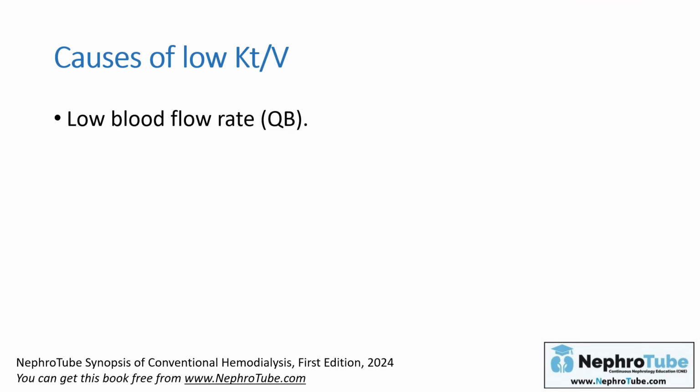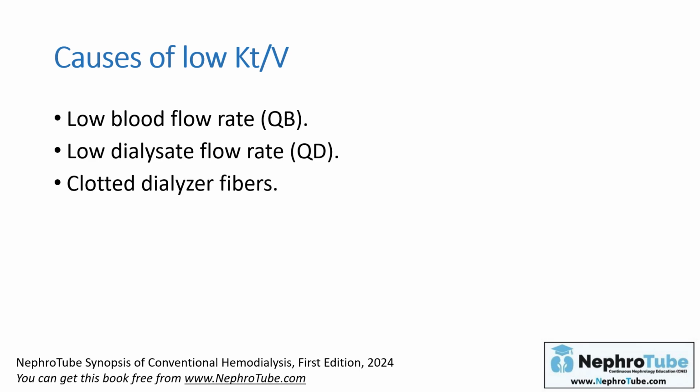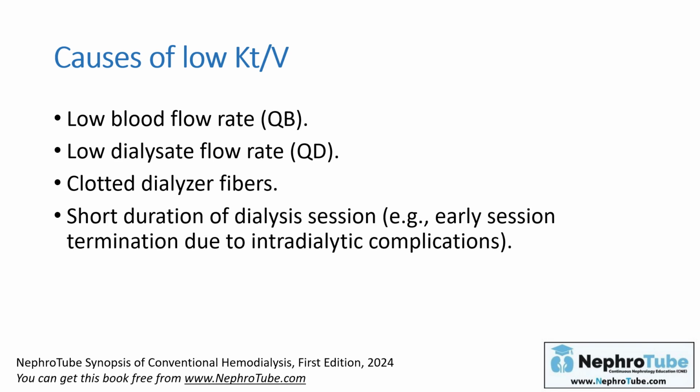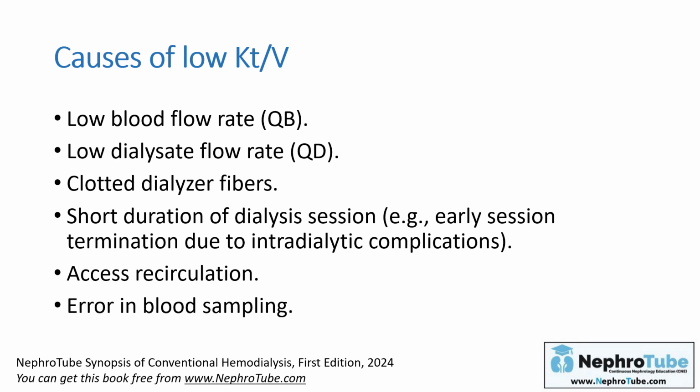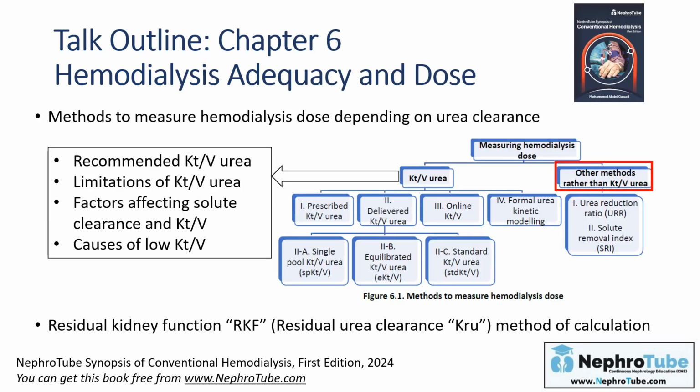First point that may cause low dialysis dose is low blood flow rate. The second is low dialysate flow rate. The third, if the dialyzer is clotted. Short duration of dialysis sessions, whatever the cause. Access recirculation. And finally, if there is error in blood sampling and you didn't follow the steps that we mentioned in how to sample urea from the patients.